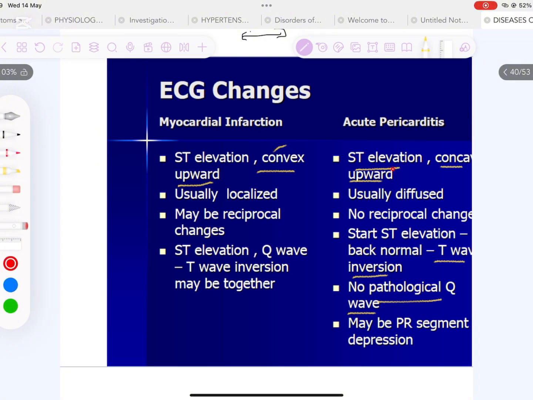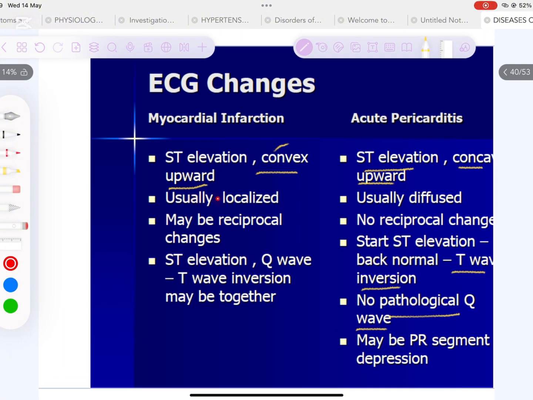Like we said, ST elevation, concave upwards, usually diffuse, no reciprocal change. Start with ST elevation and then back to normal. Then the T wave will now invert. No pathological Q wave, and may be PR segment depression, may.